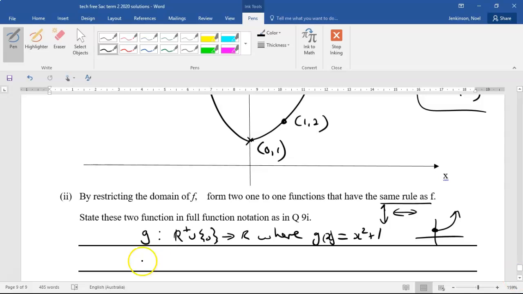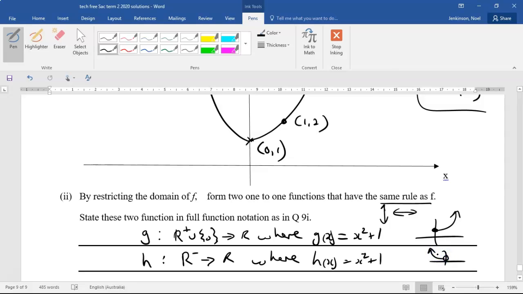A second function we might call h. This time I'm going to give it R negative. Doesn't say I have to use, that works. R negative doesn't include the 0, which I put on the first function. h(x) equals x squared plus 1. That's the function. That's an open circle there.